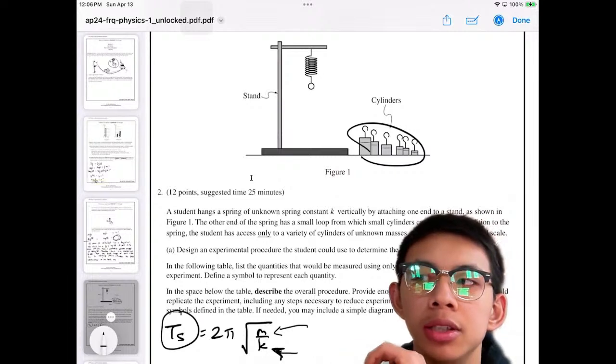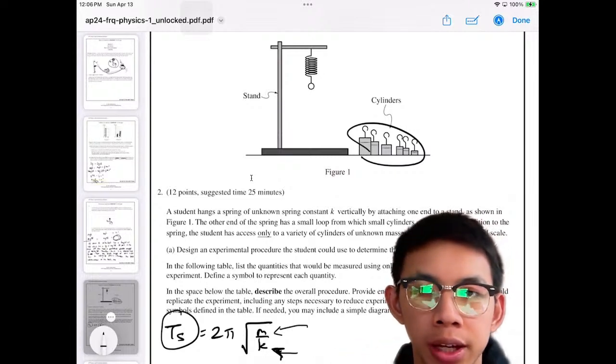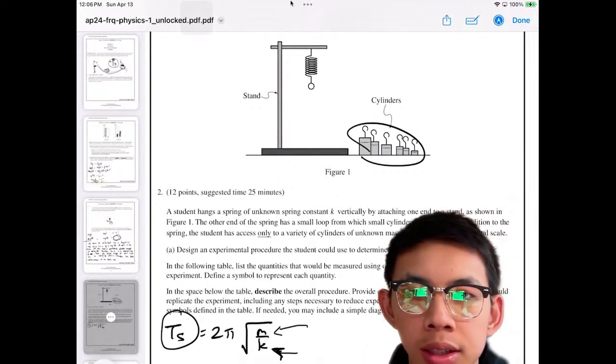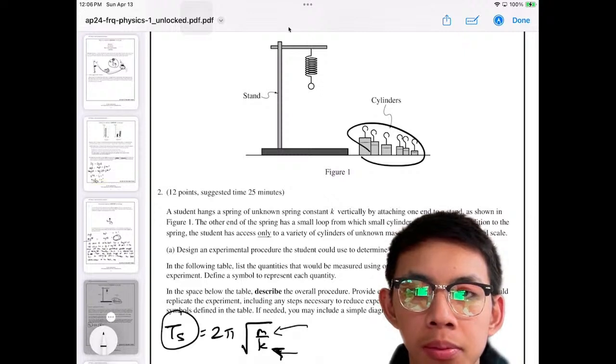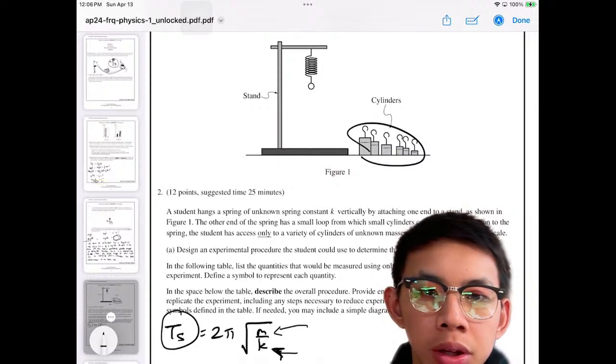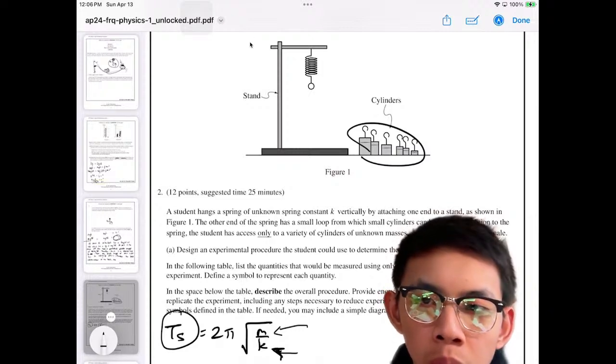Then I'm going to have a bunch of different variables for K. Right. Which should be good to go, I think.